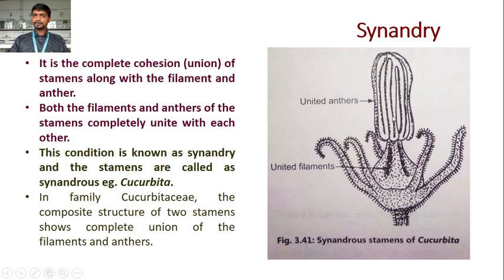In adelphi, filaments are fused, anthers are free. In syngeny, anthers are united, filaments are free. While in synandry, both filament and anther are united. So that is found in the family Cucurbitaceae, synandrous stamen of Cucurbita, where the anthers are united, filaments are united. Okay. So such condition is found in the family Cucurbitaceae, synandrous condition.